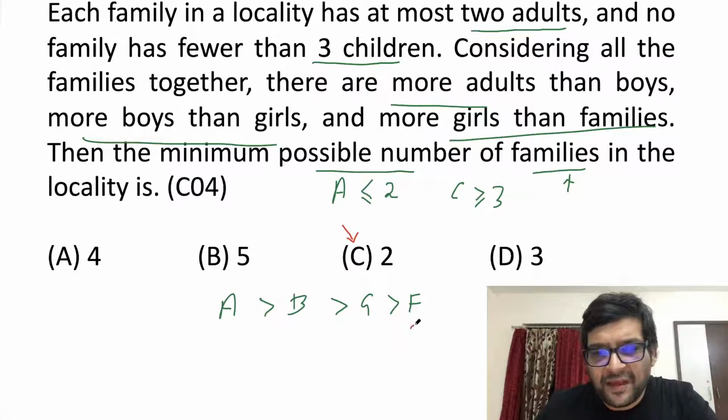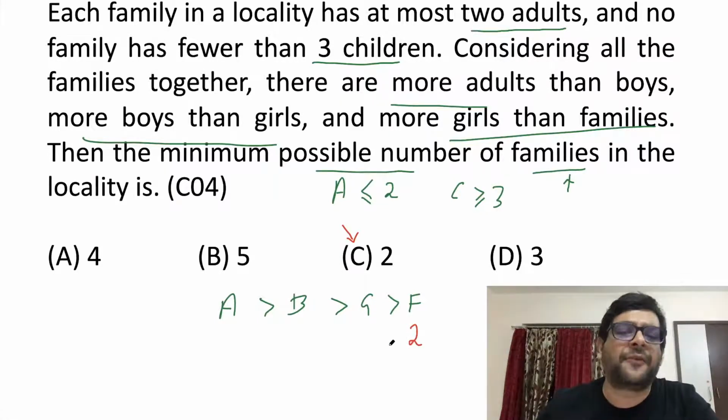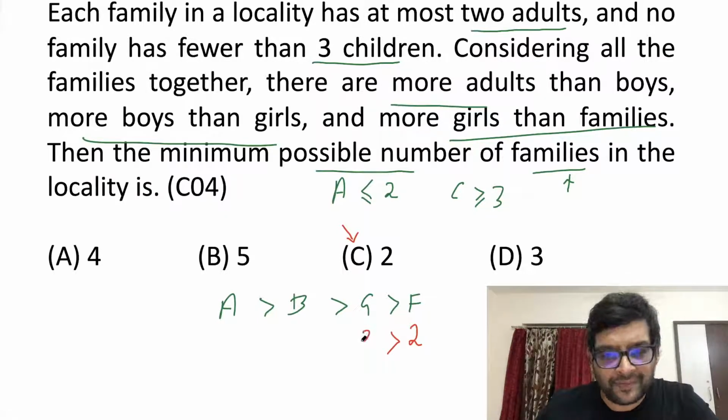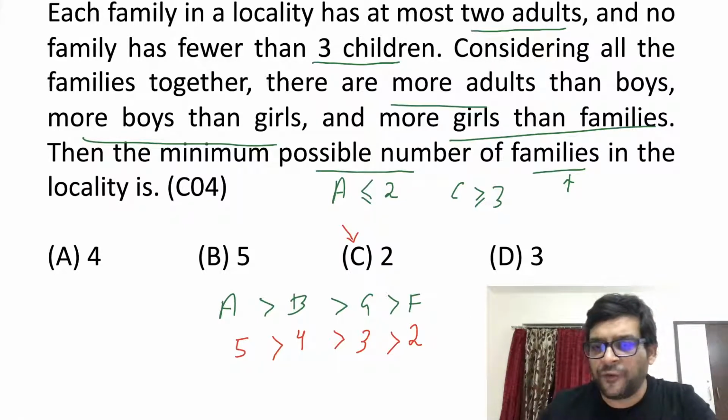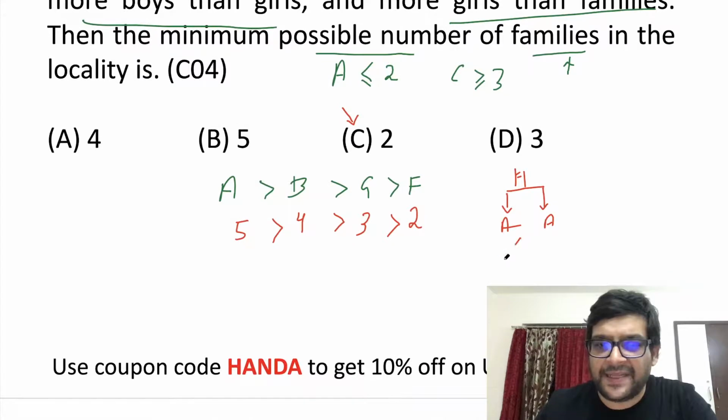Let's check. If the number of families is a minimum of 2, then what is the minimum number of girls? 3. What is the minimum number of boys? 4. What is the minimum number of adults? 5. So let's check if we can make that 2 families. Family number 1 will require 2 adults, and 3 children.